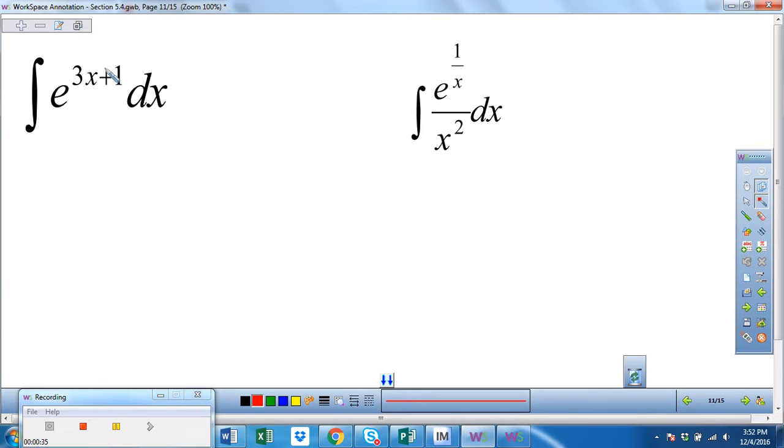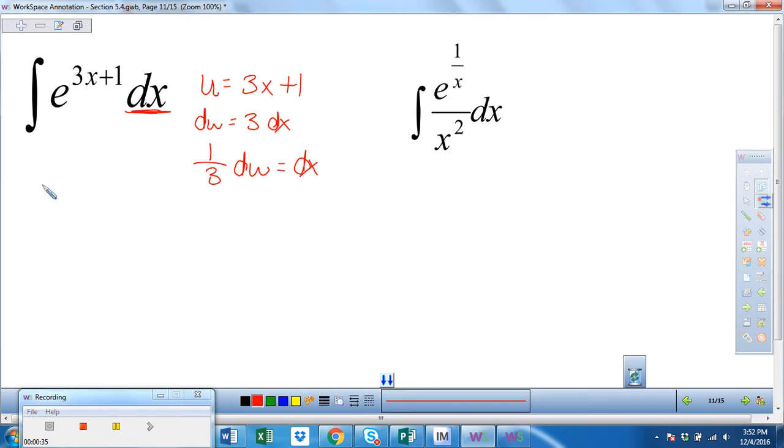To integrate, we have to do a u substitution here. If I let u equal 3x plus 1, then du is equal to 3 dx. I have dx in my problem, not 3 dx, so I can say 1/3 du is equal to dx. Then I have the integral of 1/3 e to the u du, which is simply 1/3 e to the u, and u is 3x plus 1.